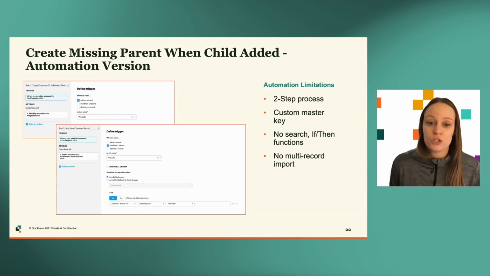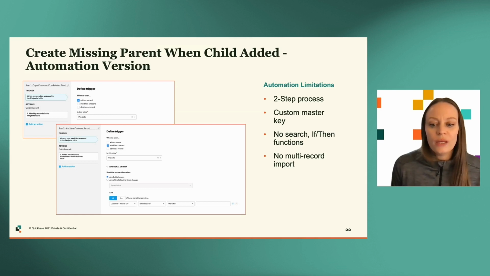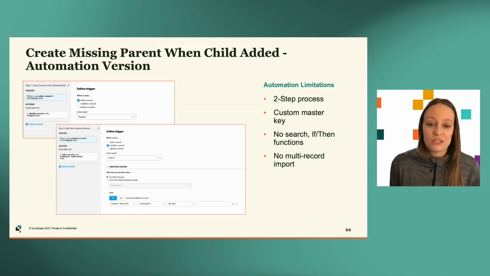So that brings us to the missing ability of being able to search. If we did have search functionality in automations, we would be able to simply search any field like a customer identifier, even if it wasn't the key field. But for automations, we can't do that. We also don't have the ability to do any if-then statements. And finally, we are going to be missing a piece of the process here where we can't do any multi-record imports.